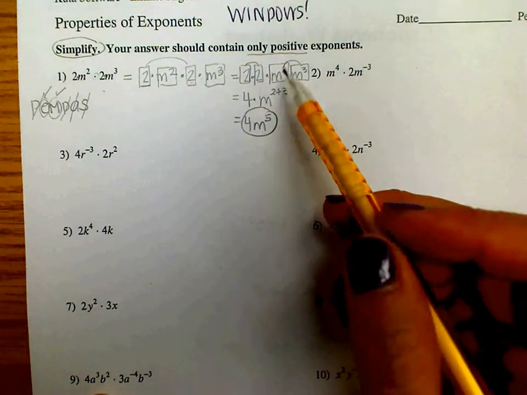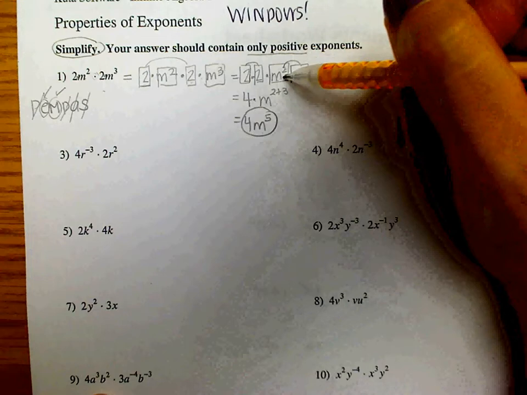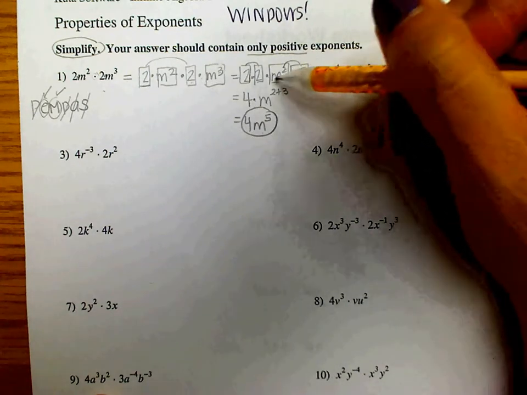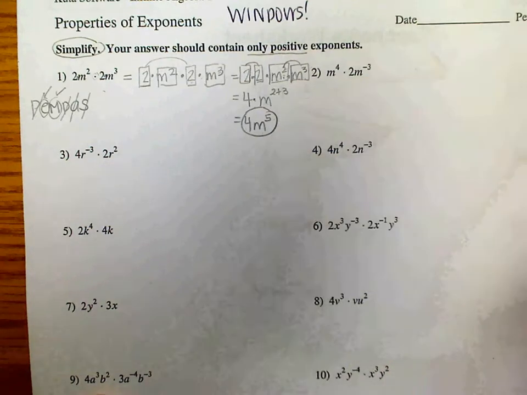Okay, why do we add them? Because technically this is an m times m, and this is an m times m times m, but that's a total of 5 m's being multiplied, so that's why it's m to the 5th.